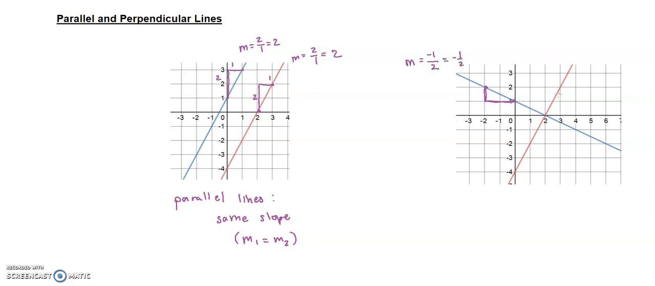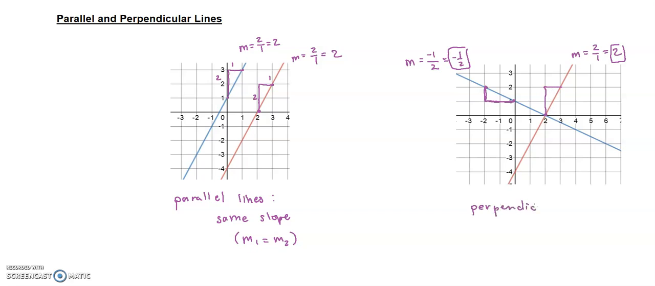And the other one is the red line. It's the same as the one that we had before, so it's going to go up 2, right 1. So the slope for this one is negative 1/2, and the slope for this one is positive 2. And that's always going to be the case in order to get them to meet at 90-degree angles. We've got to have this distance reversed.